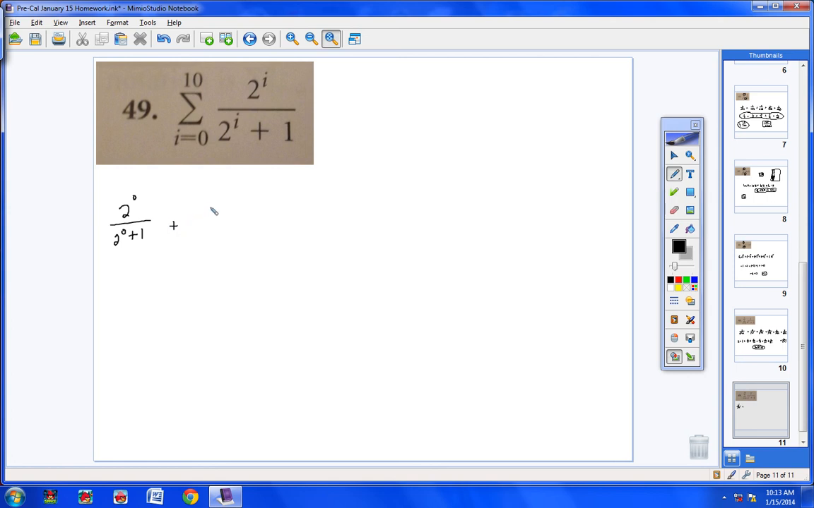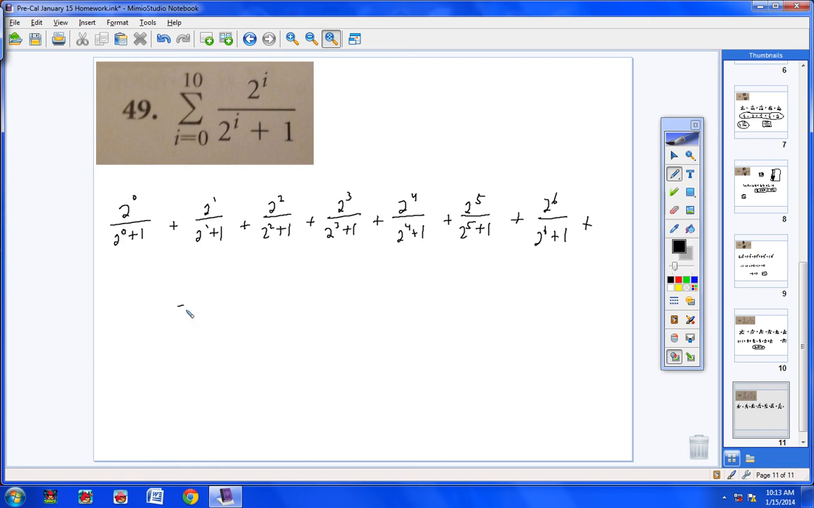the 0 plus 1 plus 2 to the 1, 2 to the 1 plus 1 plus 2 squared, 2 squared plus 1 plus 2 cubed, 2 cubed plus 1 plus 2 to the 4th, 2 to the 4th plus 1 plus 2 to the 5th, 2 to the 5th plus 1 plus 2 to the 6th over 2 to the 6th plus 1 plus 2 to the 7th, 2 to the 7th plus 1 plus 2 to the 8th over 2 to the 8th plus 1. I'm not a fan of this problem.